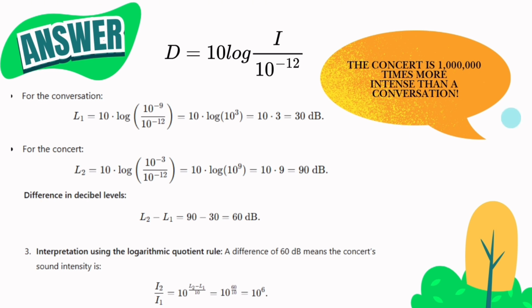This tells us that without the quotient rule, calculating this ratio directly would be difficult.